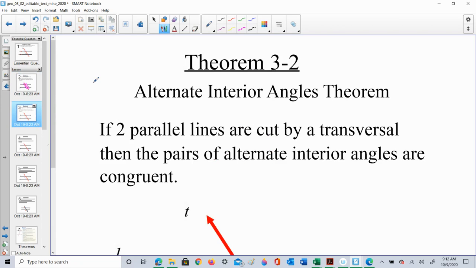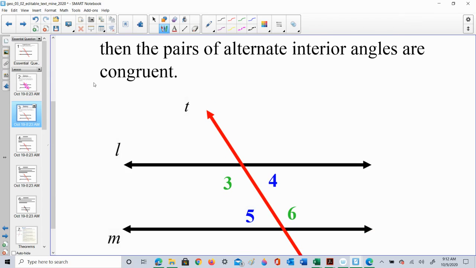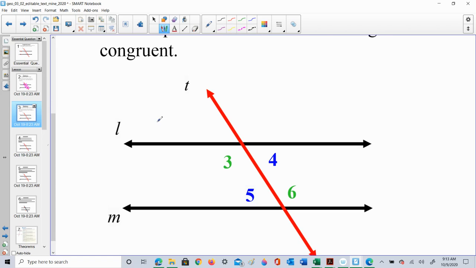Theorem 3.2, the alternate interior angles theorem. If two parallel lines are cut by a transversal, then the pairs of alternate interior angles are congruent. We described what alternate interior meant, right? Opposite sides of the transversal inside the two parallel lines. So here are pairs of angles that are congruent would be 3 and 6. Those are alternate interior angles. 4 and 5 are another pair of alternate interior angles.